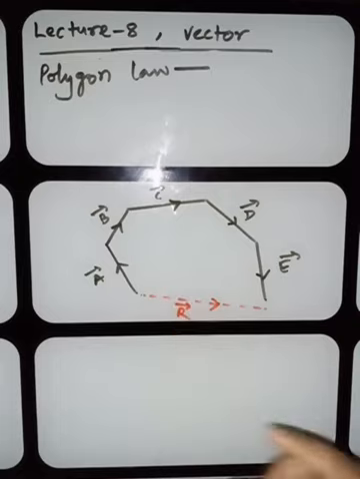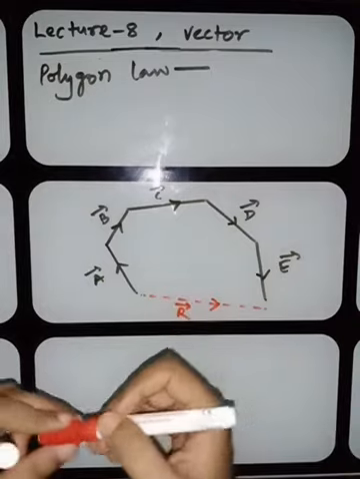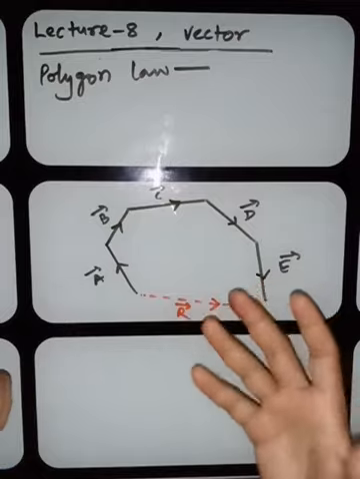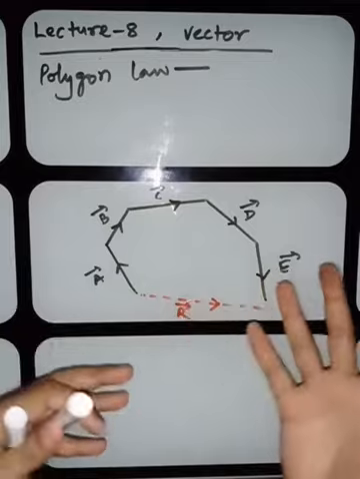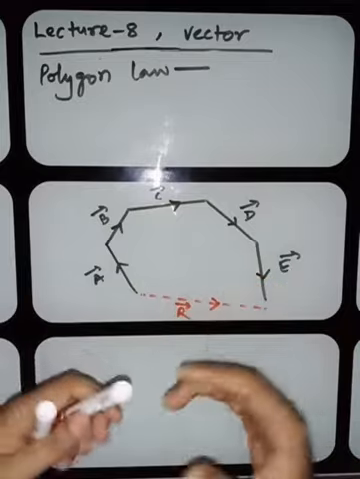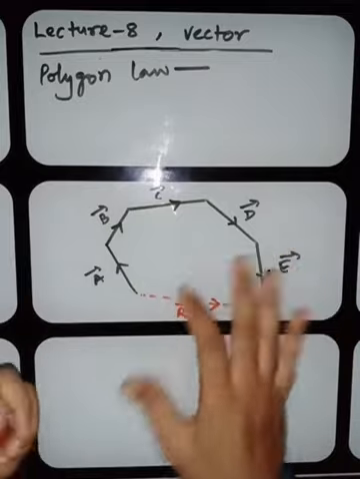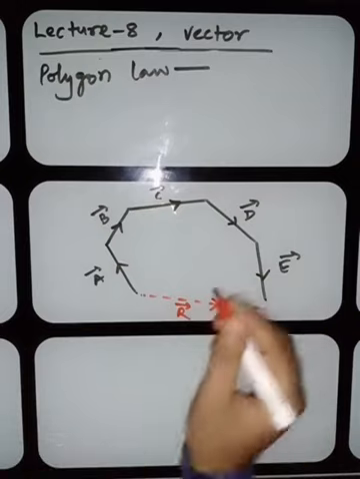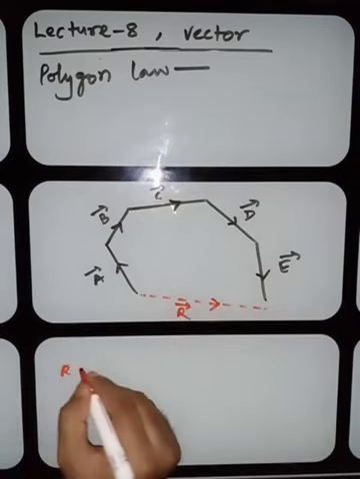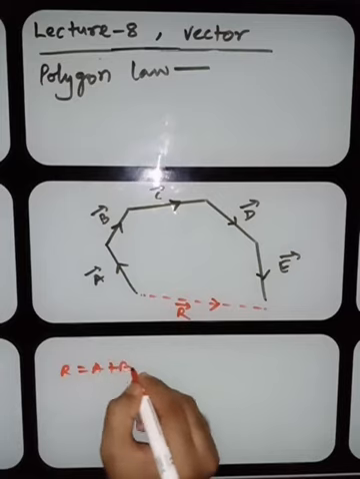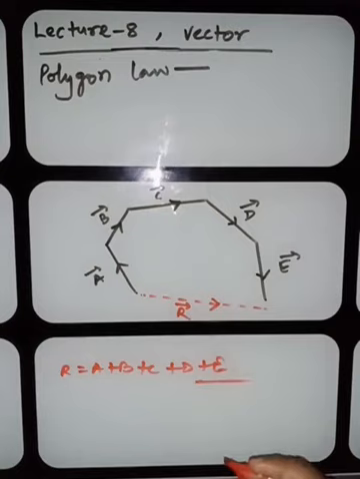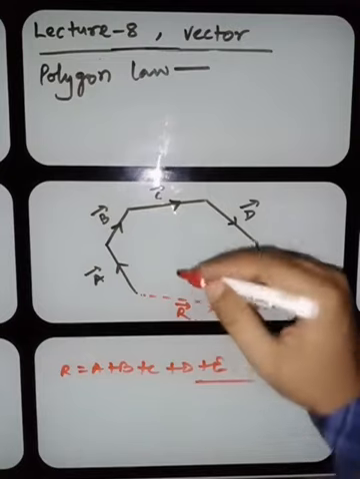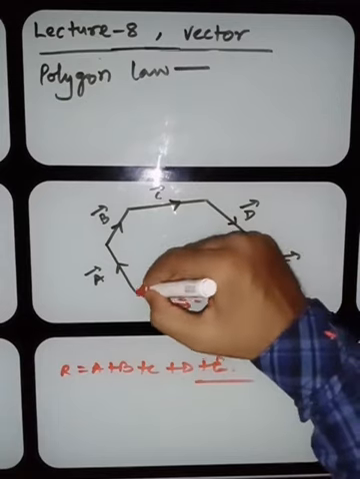Now try to recall, I have told you that both the triangle law and the parallelogram law can be seen through the triangle law. So we are going to find it here with the triangle law, but before that we can write R as vector A plus B plus C plus D plus E. Now we are going to find out that A plus B plus C plus D plus E is equal to R.